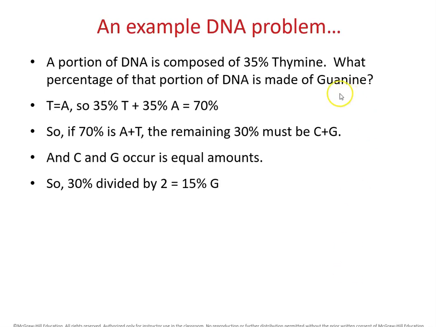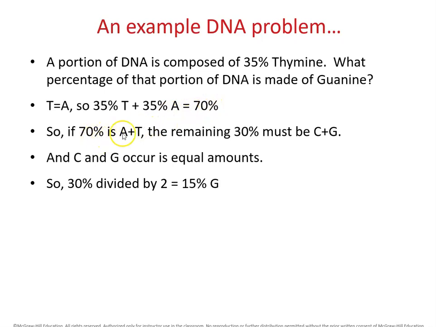It's really interesting that if we know the percentage of any one of the 4 nitrogenous bases, we can figure out the percentage of any of the other 3. So let's look at how this would be done. We know that A and T are always paired together, so we're going to have equal amounts of them. If I have 35% T, as we do in this problem, we'll also have 35% A. And that means 70% of our DNA would be made up of A and T.